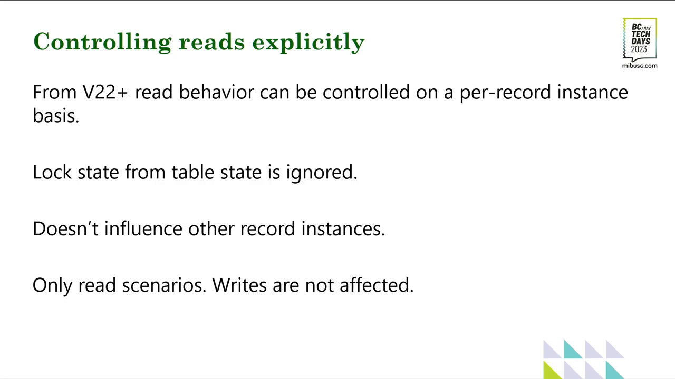So we introduced a new concept. We wanted it to be based on a better way of specifying it, with some more control over it. So we decided to do it on a per record instance basis instead of a table basis. We're going to see some examples of that also. So it ignores the current table state. If someone had called write or lock table earlier, if you use this feature, it doesn't influence any other instances. So if you have three records, it doesn't impact the two other records there or the further ones in the future.